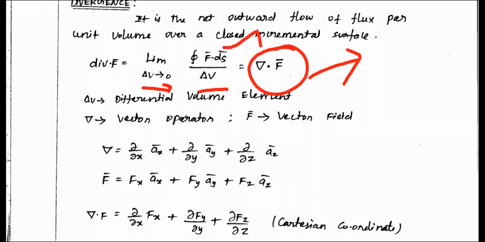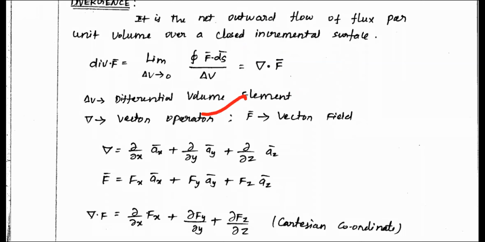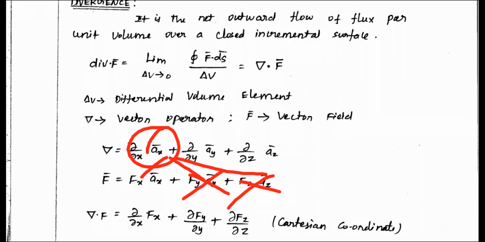They clearly mention del is a vector operator and F is also a vector. Once we take the dot product of vector and vector, the result will be a scalar. Now they have given the del operator and also F. When you take the dot product, you multiply term with term for all three terms, but the cross terms go away because the dot product of x with another vector, say y or z, will definitely be 0.